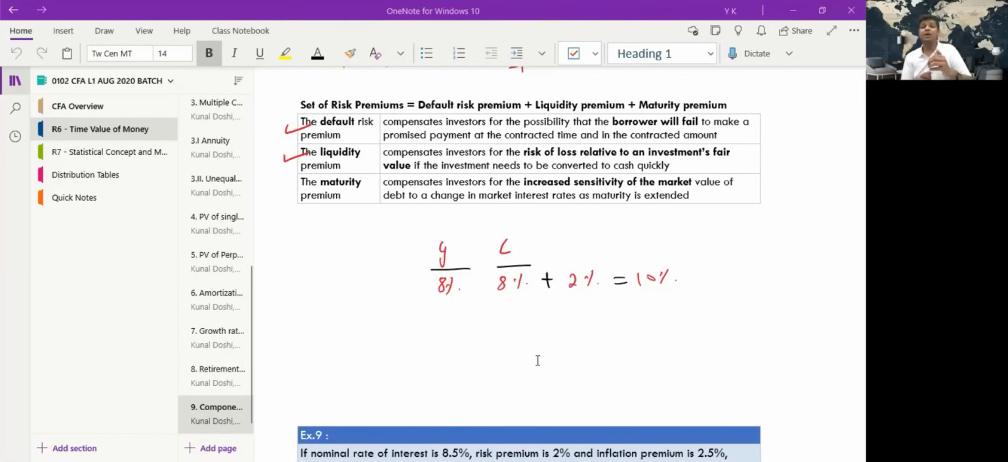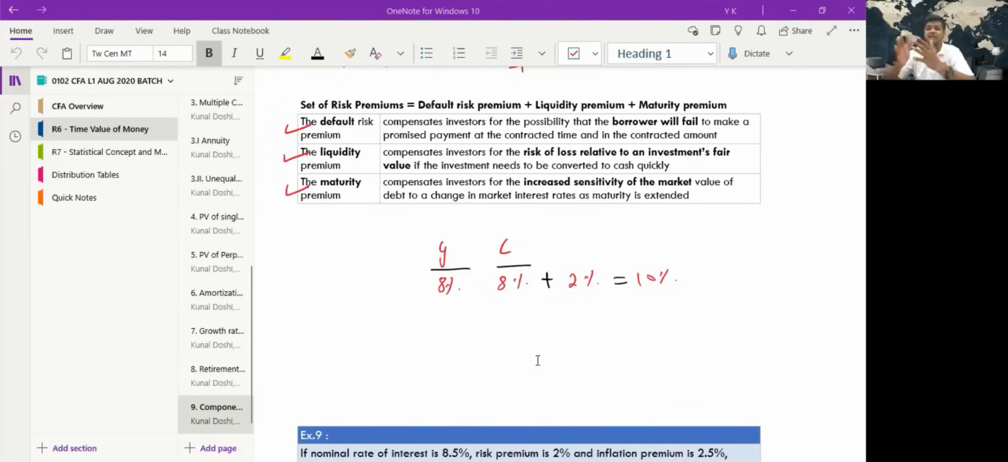Selling a government bond is much easier because it has high liquidity, but selling a corporate bond, which may be of low volume, is difficult at times, and therefore it may have a liquidity premium also. Correct. And the final thing is the maturity premium. Maturity premium basically is the premium for the maturity of the bond. So the longer the maturity of the bond, the riskier the bond becomes. We'll discuss this when we go into bonds in much more detail.